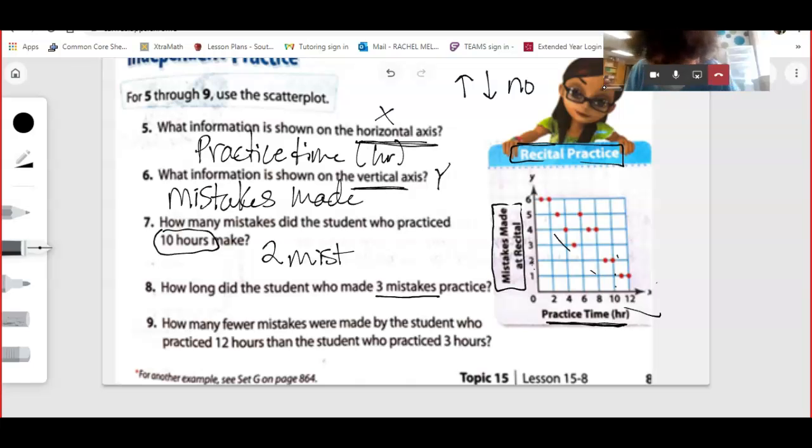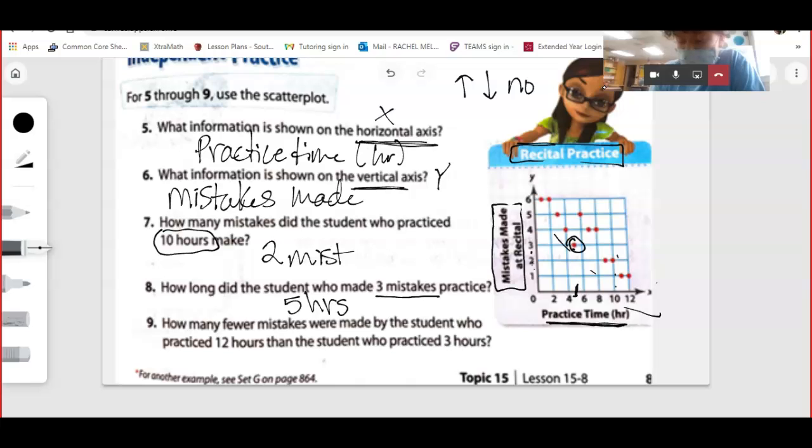So you tell me, locate the dot that's on 3 mistakes. How many hours did they practice? 5 hours. Good, because I go to the 3 and I come over here. So it's this dot, but you're right, it's right in the middle of 4 and 6. So that makes 5 hours. Any questions on that one?